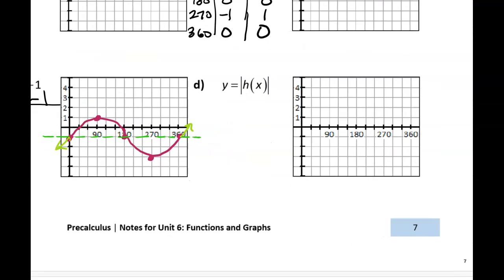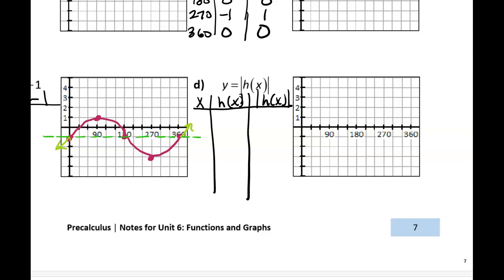Okay, last example. We have y equals the absolute value of h of x. So another quick table. X, h of x, and the absolute value of h of x. 0, 90, 180, 270, 360. And the corresponding y values. And now we're just going to take their absolute values.